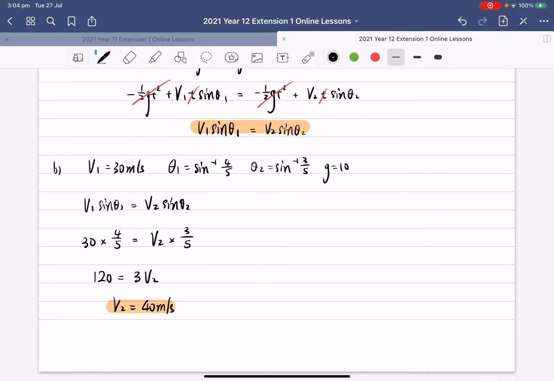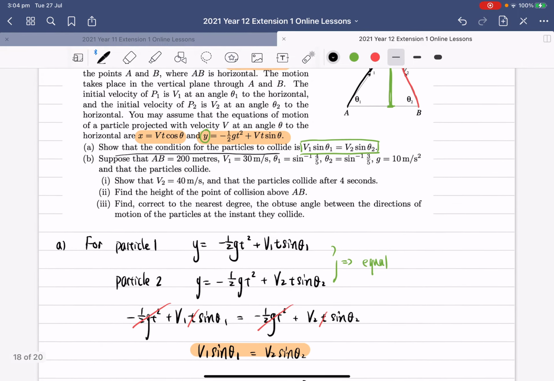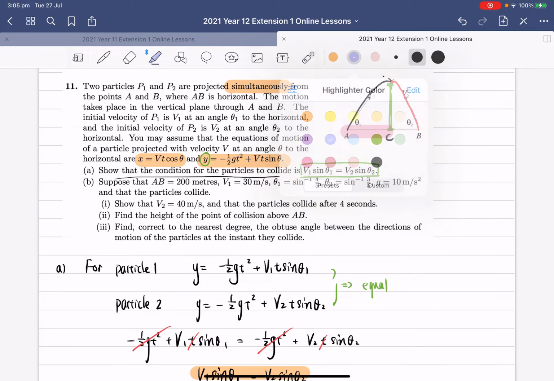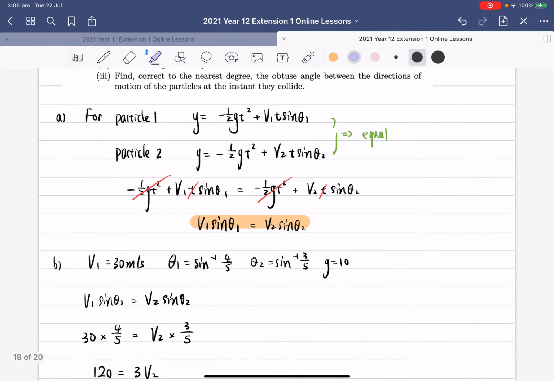Anyway, next we need to show the particle collides in 4 seconds. Now, for the particles to collide in 4 seconds, if you pay attention, the total distance of AB is 200. So all we have to do is find the distance from A to C, for example, and then calculate the distance from C to B, and then add them together, and hopefully they equal 200, and then we can find the time when that's equal to 200.